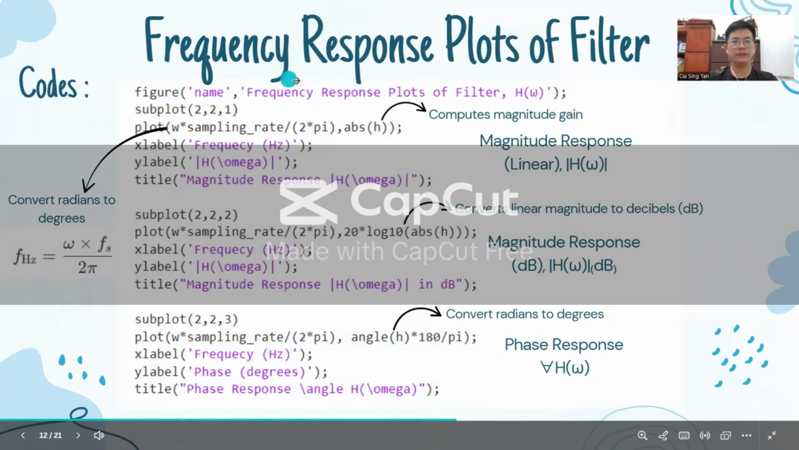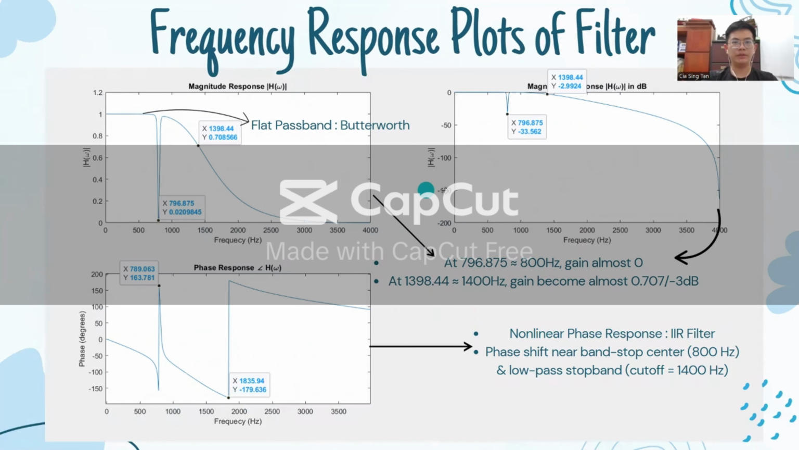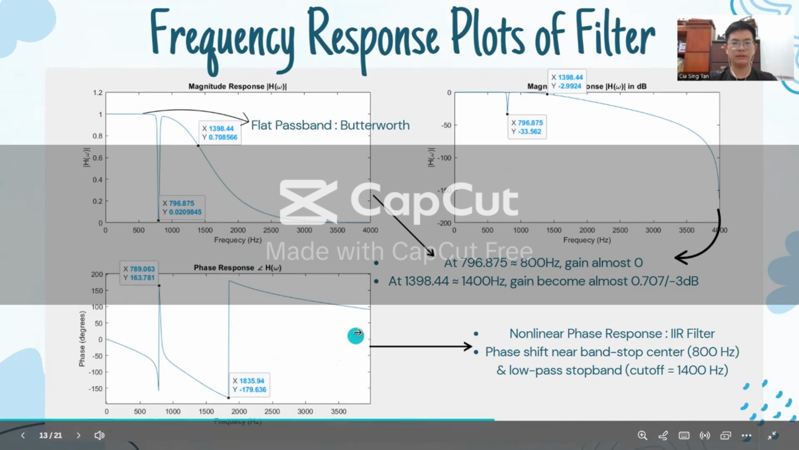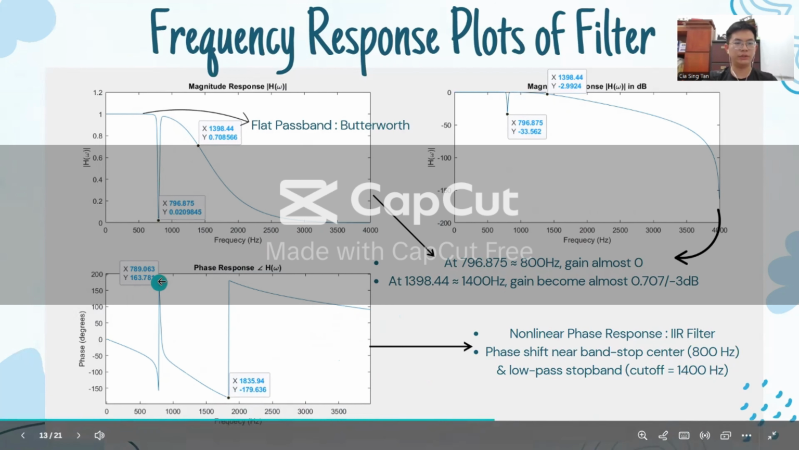For the frequency response plot of the filter, here is the code. Here is the result of the plot. For the magnitude response, we can observe that the response has a flat passband, which shows that it is a Butterworth filter. At around 800 Hz, the gain becomes zero, and at around 1400 Hz, the gain is reduced to 0.707 or negative 3 dB. For the phase response, we can observe the non-linear phase response, which shows that it is an IIR filter, and the phase shift is around 800 Hz and 1400 Hz.